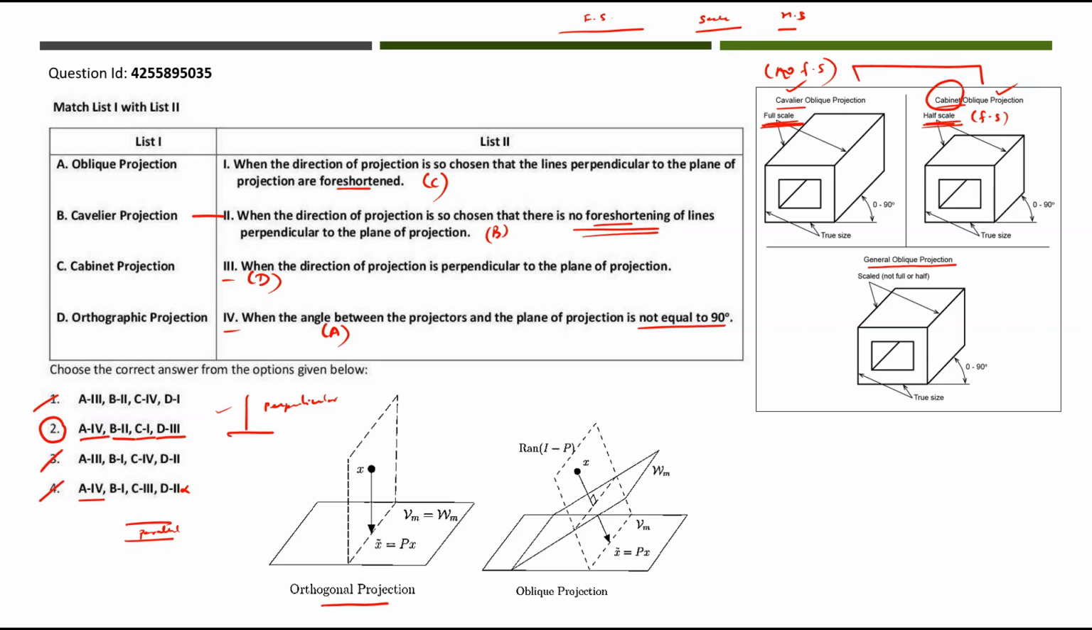You will know that if the plane of projection is not equal to 90 degree, that will fall under oblique. Under oblique, you have two types, cavalier and cabinet. When it is a full scale view, you go for cavalier projection. When it is half scale, that is when the lines are foreshortened, that comes under cabinet projection. So have an idea about all the projections so that it can help you in some other question paper. With this, we are completing Unit 3 questions.